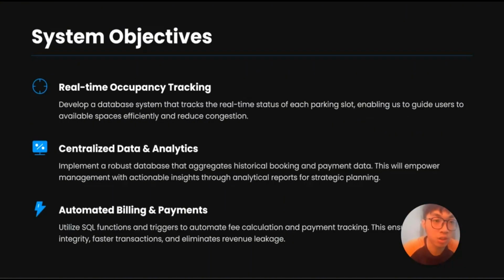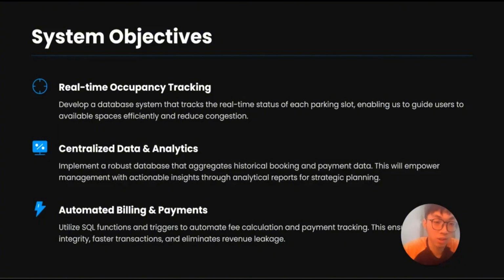So here is our objective. We've also got three objectives. The first one is real-time occupancy tracking. So we're trying to develop a database system that tracks the real-time status of every parking slot. So it will enable us to guide the user to the available parking space efficiently and also reduce the congestion.